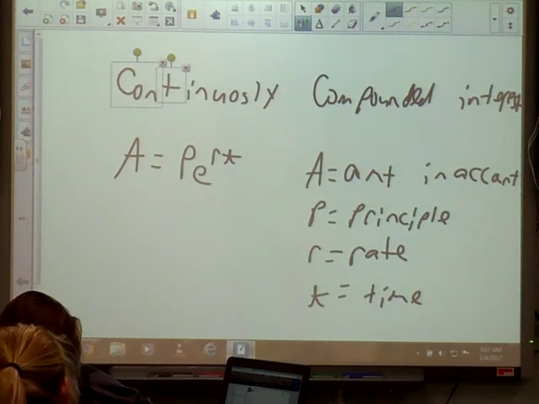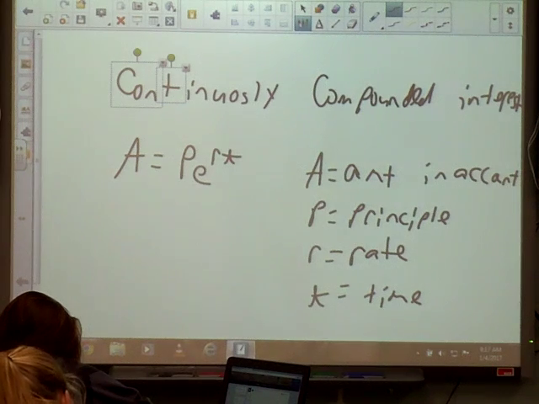Okay, so... Wait, what's underneath compound A M? Is that what that's about? Yeah, amount. Oh, amount. I'm sorry.